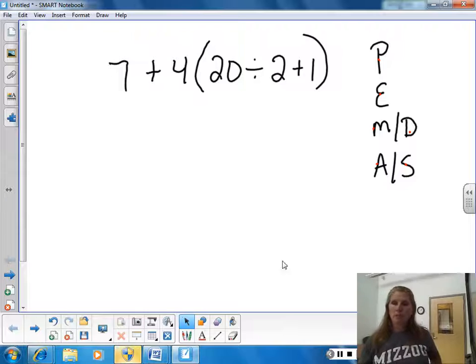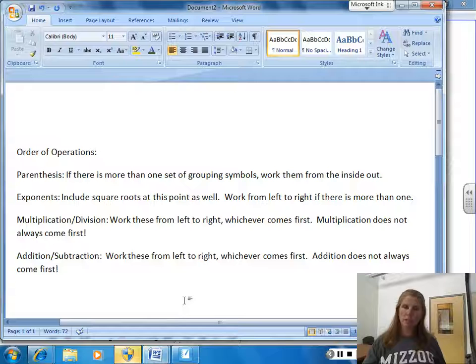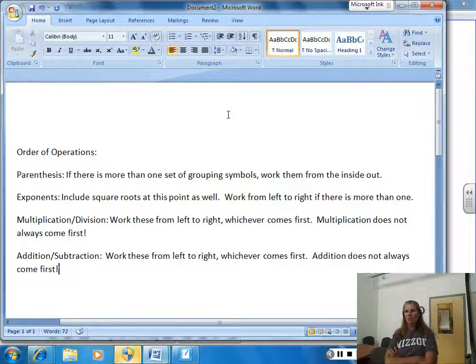Now, let's look at these order of operations in a little more detail. I've got them typed out here, and you can write those down, and you can always pause and freeze the screen to get those written down. I'm going to read those out loud and talk about them. The first thing you do in order of operations is the parentheses. Parentheses, remember, are grouping symbols. Parentheses, brackets, braces, they all mean the same. If there is more than one set of grouping symbols, you work them from the inside out.